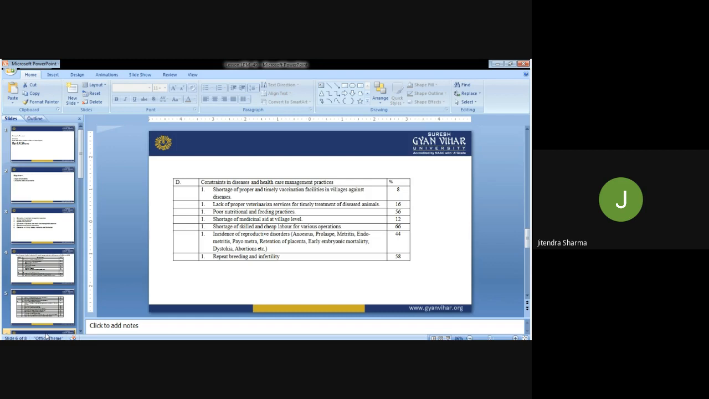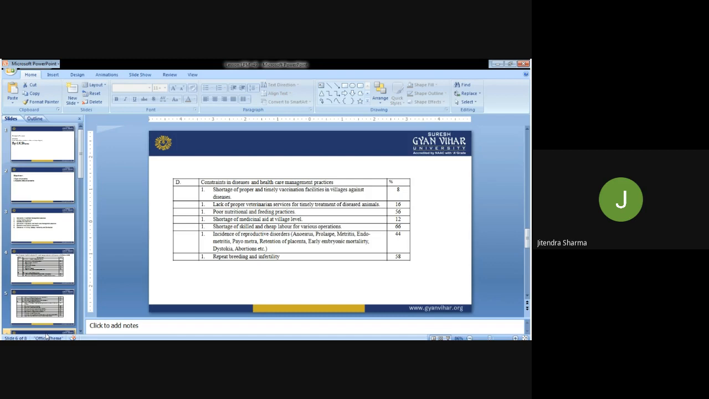Mostly the animals are being vaccinated for severe diseases like hemorrhagic septicemia, foot and mouth disease, black quarter and rinderpest. When the researcher visited the dairies of this Jaipur region, we found that almost 100% of dairy owners are vaccinating their animals for these diseases of pandemic nature.